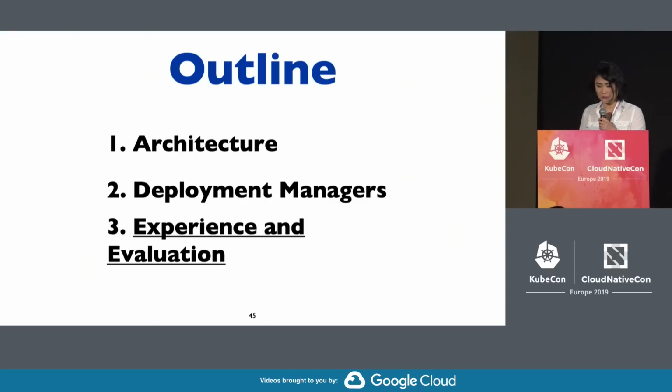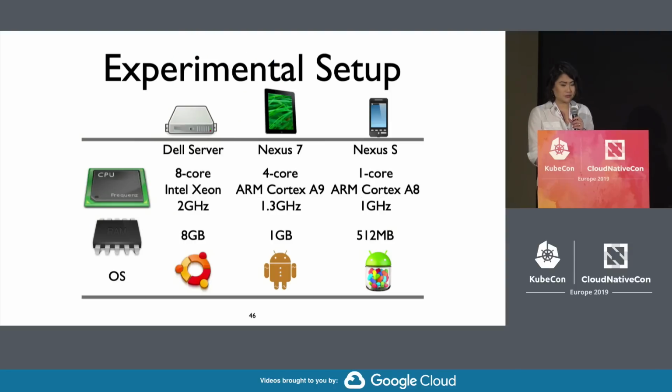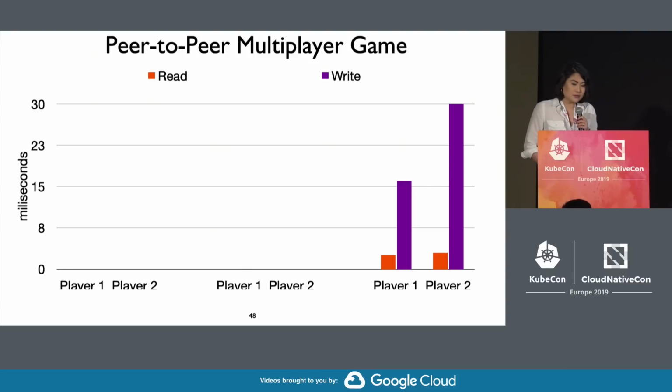All right, so to wrap up, I'm going to talk a little bit about some experiments that we did with our initial prototype of the Amino runtime. We ran our experiments on a series of Nexus devices and cloud servers connected through Wi-Fi and a 4G connection. So the first thing we're going to look at is what happens in a peer-to-peer multiplayer game when we use different Amino deployment managers to place the microservices in different ways.